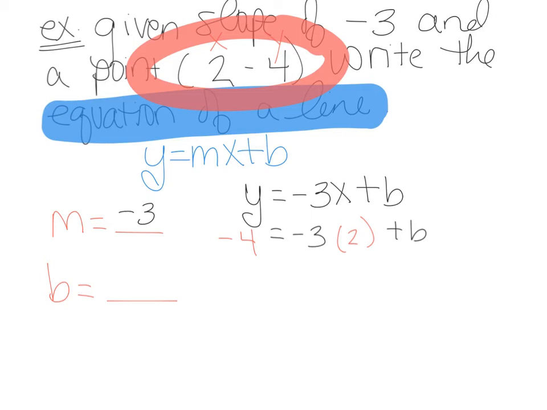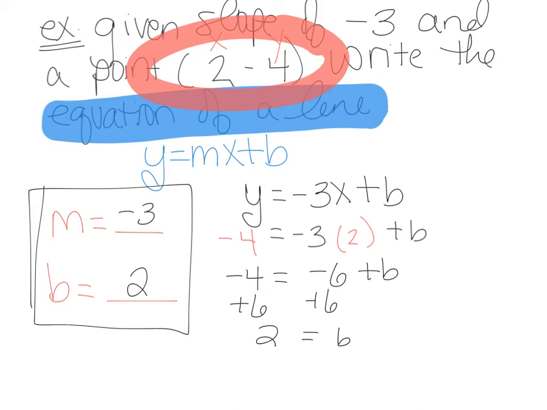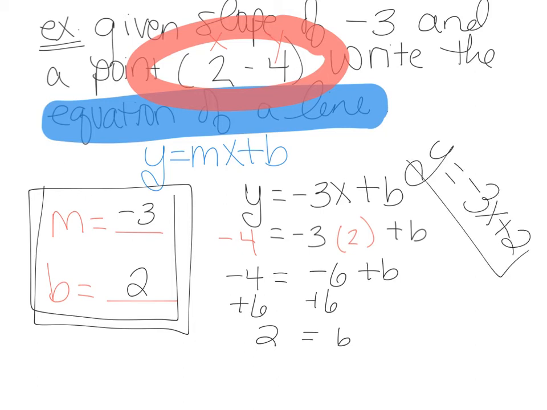I'm going to multiply first, so I have -6 plus b equals -4. So now I'm going to add 6 to both sides. So b equals 2. So plug it in over here. So m equals -3, b equals 2. I'm done, right? Nope. I got to write my equation. Y equals -3x plus 2.